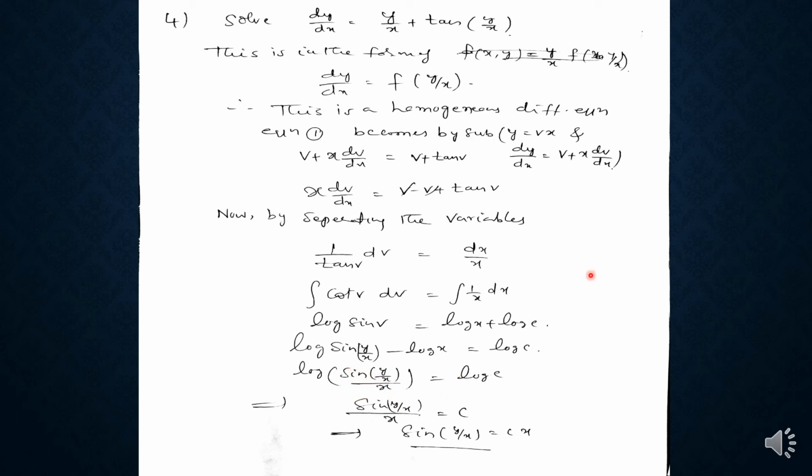By removing logarithm on both sides, we will get sin(y/x) is equal to c, or this can be written as sin(y/x) is equal to cx. This is the required solution for the given differential equation.